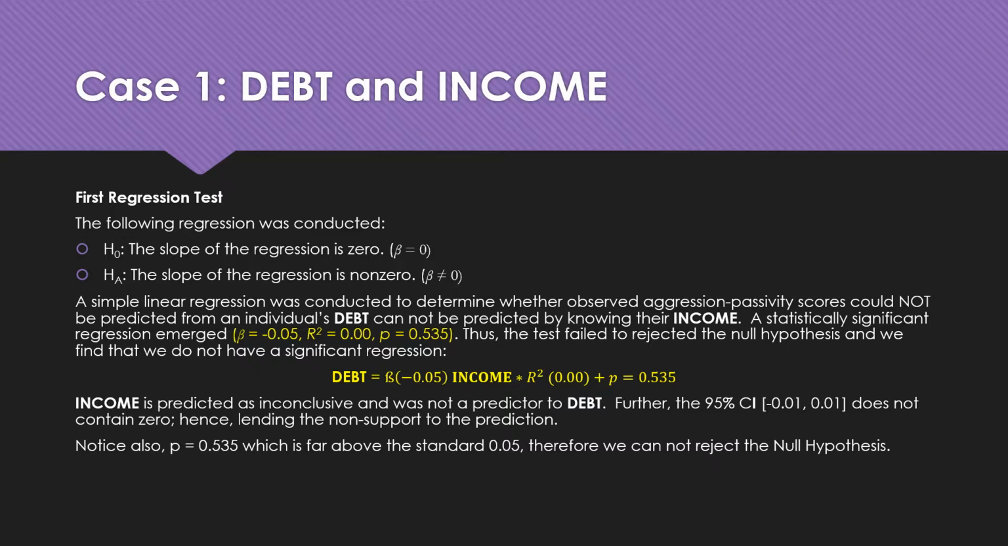So the results are as follows. Income is inconclusive, as we do not predict the debt. Further, the 95% confidence interval is stated with negative 0.01 and a positive 0.01, which contains a zero, hence leading to non-support of the prediction.